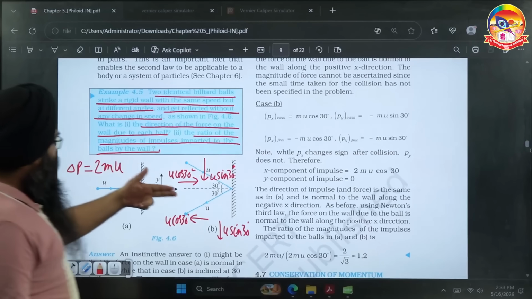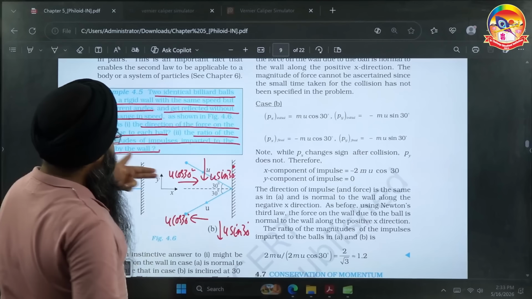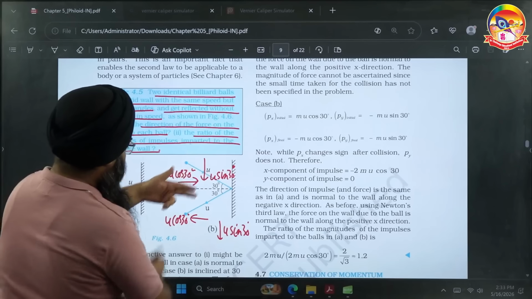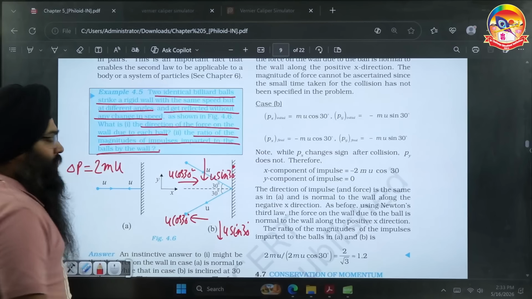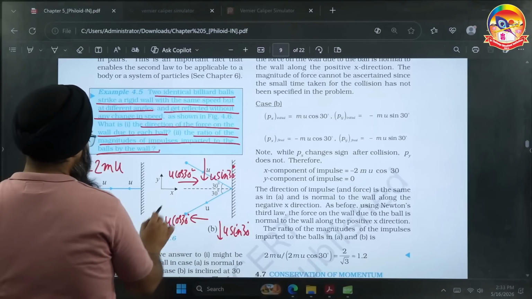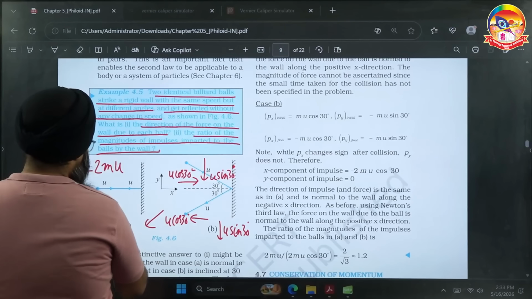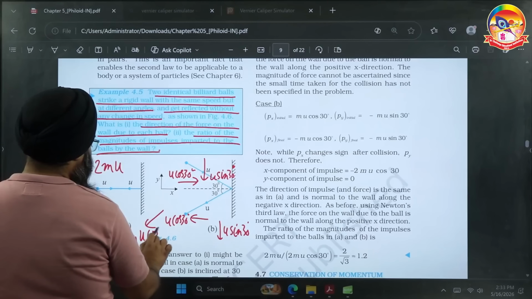Here, initially it was u, finally it is u. Here it is initially u cos 30, finally also u cos 30. So the change will be what? Change will be 2u cos 30. So for this particular case, change in momentum will be 2m into u cos 30.